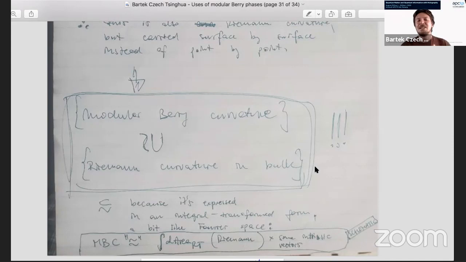It contains it in this integral transformed form. Any questions about that?